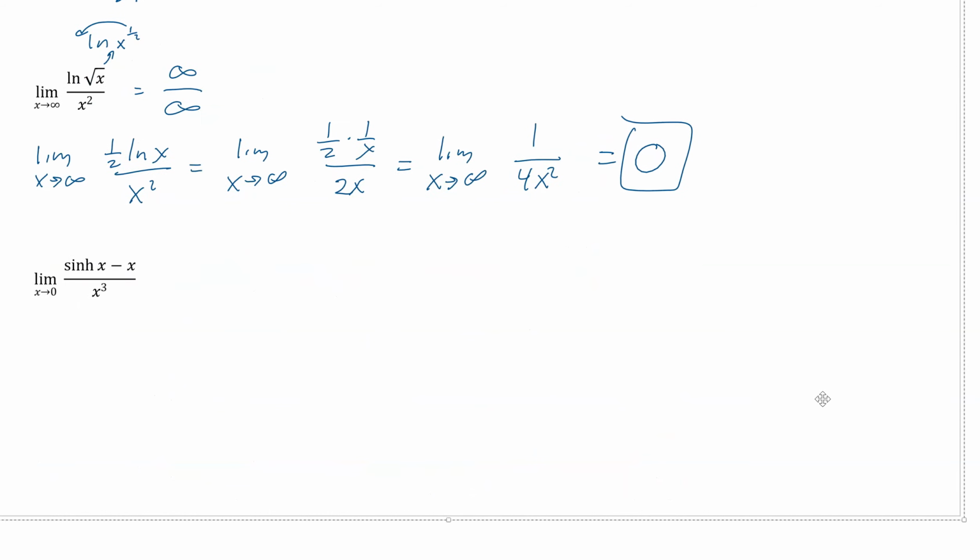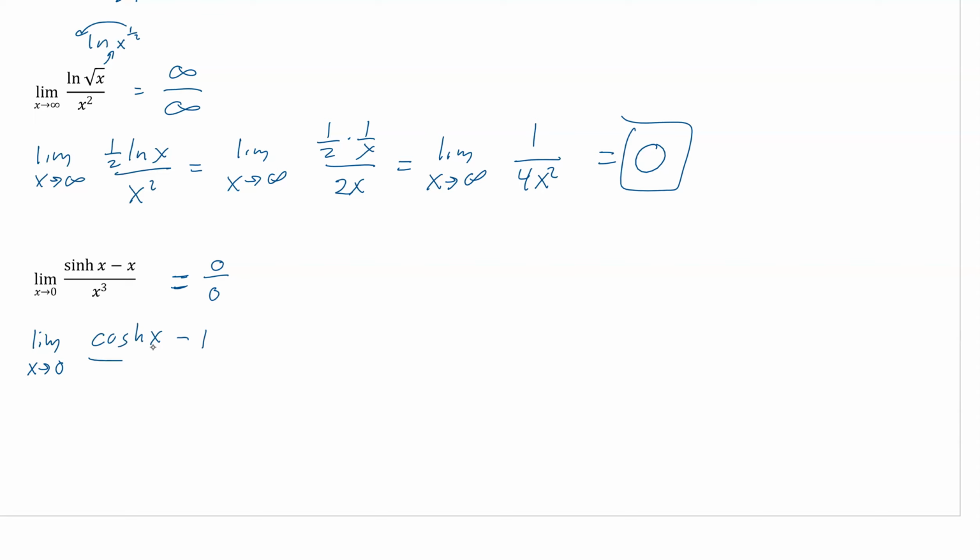All right, let's do one more. So if I plug 0 into here, hyperbolic sine would be 0 minus 0 and 0. So we're going to get 0 over 0. That's a good form. Now we can take the derivative. So hyperbolic sine would be cosine, and that's minus 1, and we get 3x squared. And then now we plug it in, we're done, right? Well, let's see. If I plug in 0, that would become 1 minus 1, which is 0 over 0.